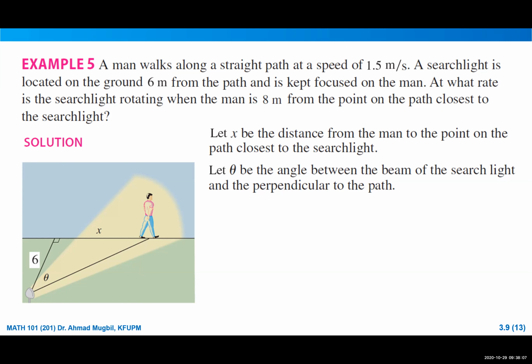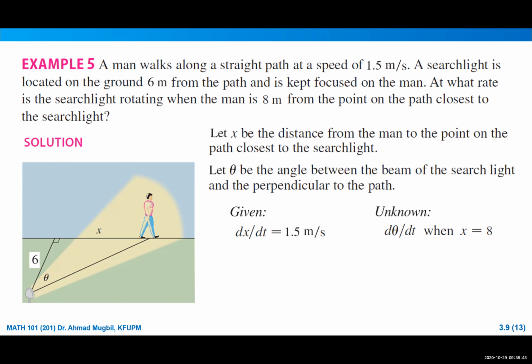So here, let x be the distance from the man to the point on the path closest to the searchlight, and let theta be the angle between the beam, this is the beam of the searchlight, and the perpendicular to the path. So we have x, we have theta. These are my variables. What is given is dx dt, positive. And what is required and what is unknown is d theta dt when x is 8.